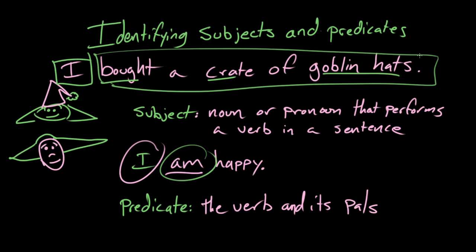Exactly. So Paige, I think that covers everything except exactly what a goblin hat is. But we can talk about that some other time. Yeah. So that's identifying subjects and predicates.